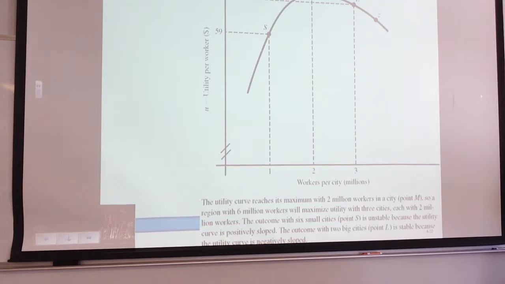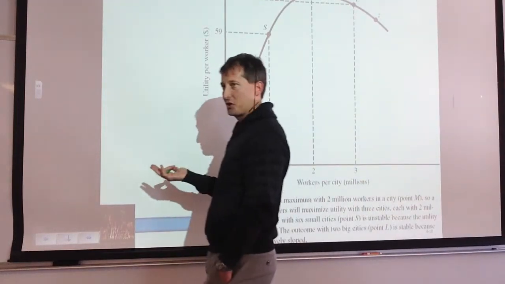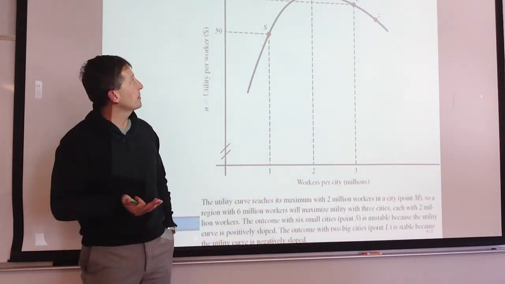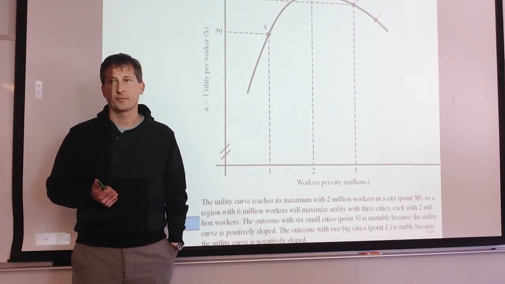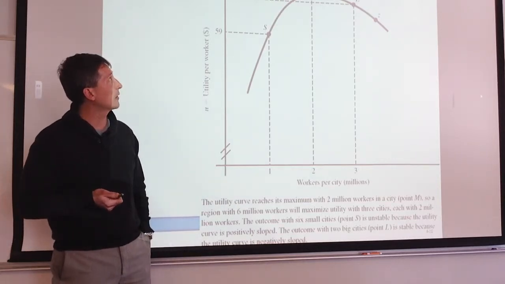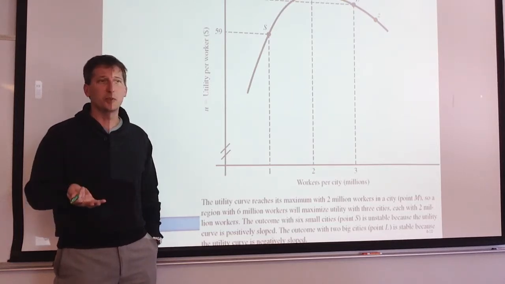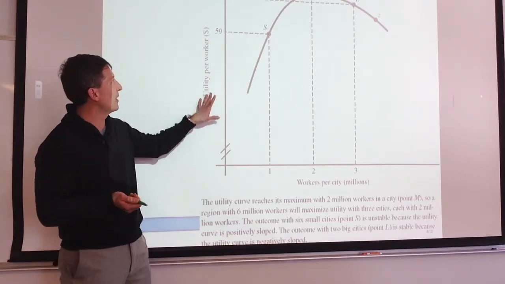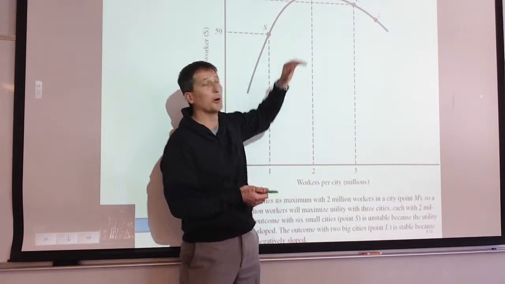All right, so cities might be too large but not too small. Why do we say that they might be too large? Because as they grow, utility begins to shrink. And why would we say not too small? Cities can't be too small because it's a self-reinforcing effect and they're going to grow.